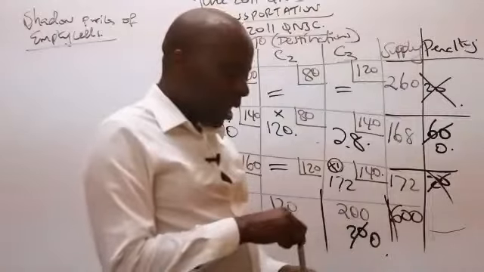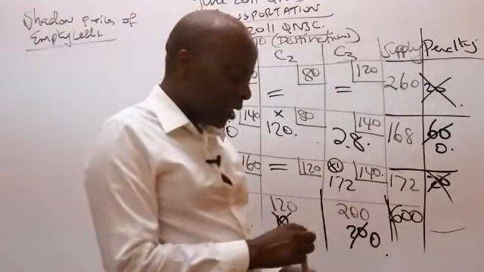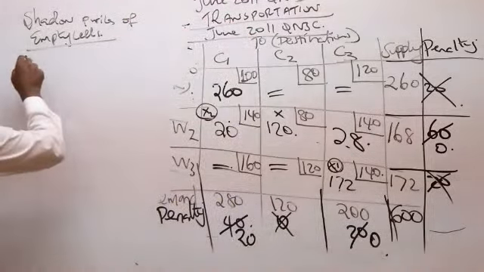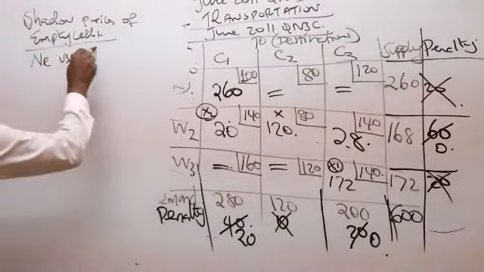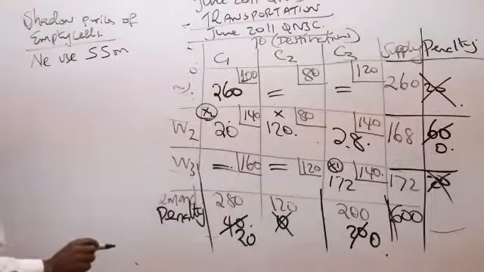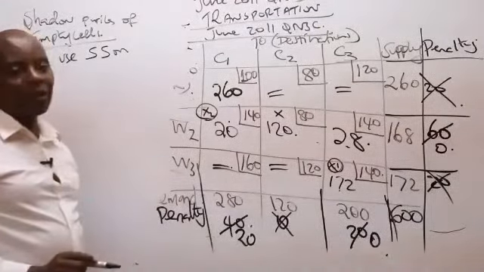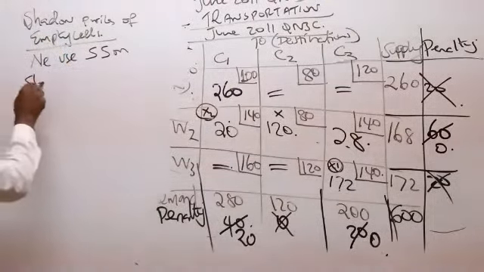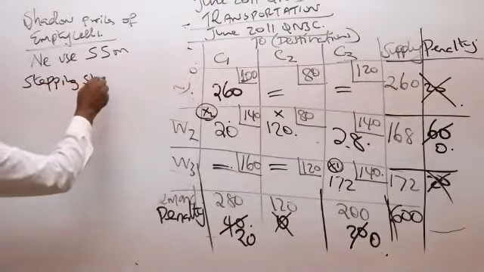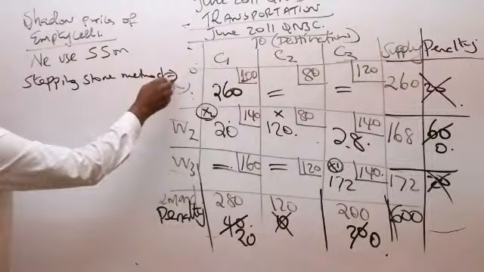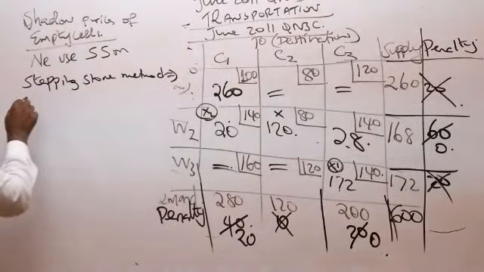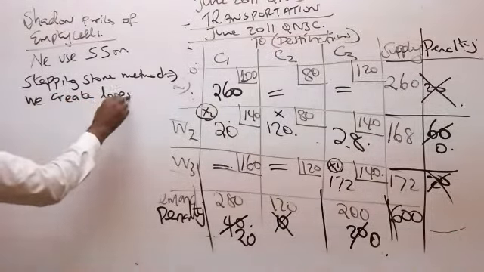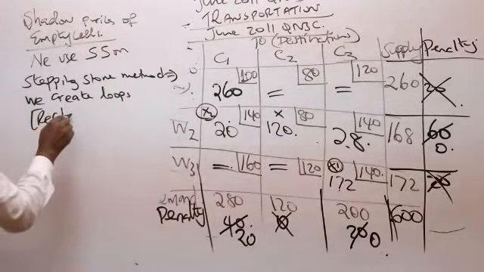So, ladies and gentlemen, how do we get these shadow prices? To get shadow prices, we normally use a very important method, SSM. SSM is the stepping stone method. And remember, for this stepping stone method, ladies and gentlemen, we create loops which are rectangular or square.